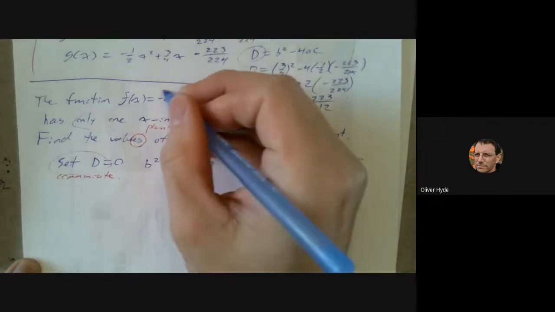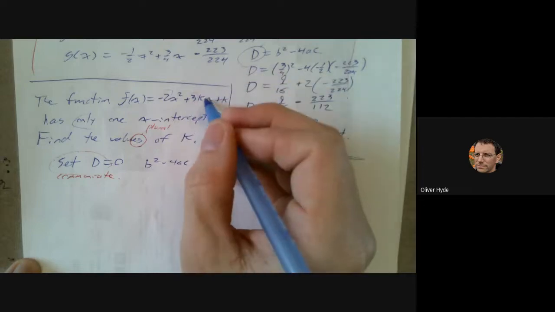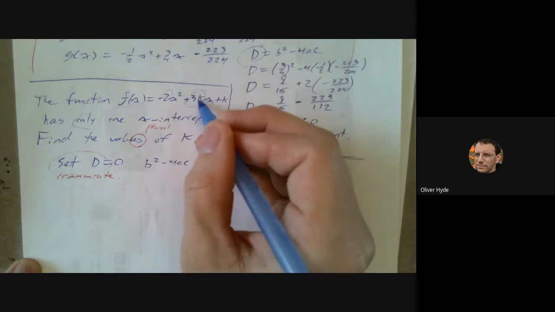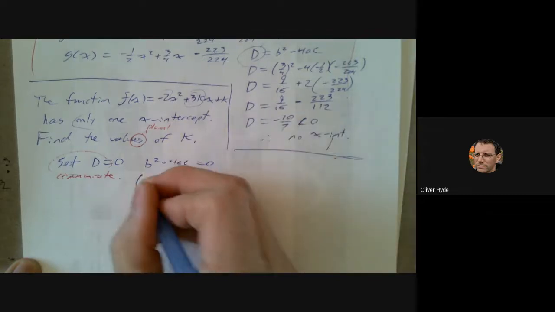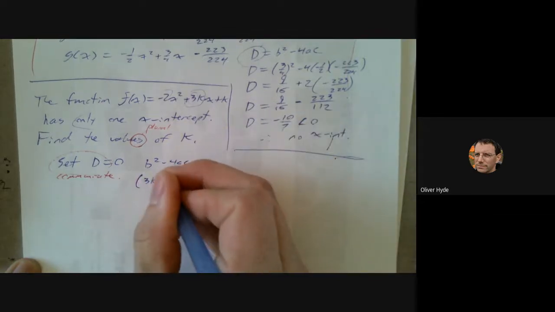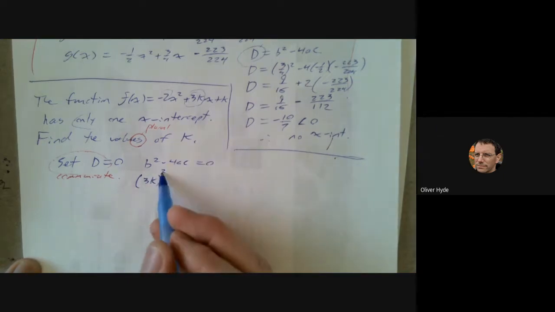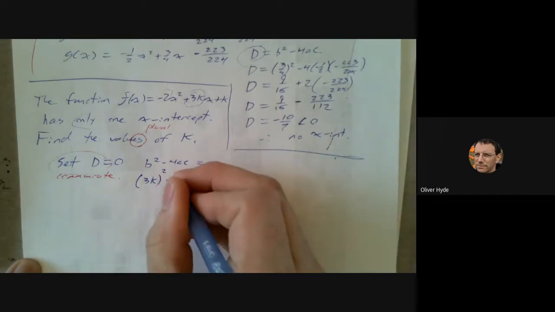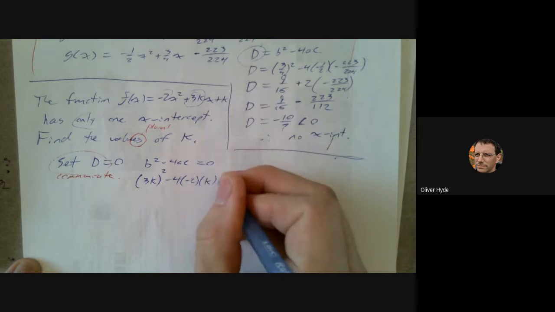Now just be careful here because a lot of people think that b is 3. Now b is the coefficient of the x term, which is unknown in this case. It's going to be 3 times k, or 3k. So my b value is 3k, and also be careful, make sure that you're squaring 3k. You're not doing 3 times the square of k, you're doing the square of 3 times k. A is negative 2, and c is k. All right?